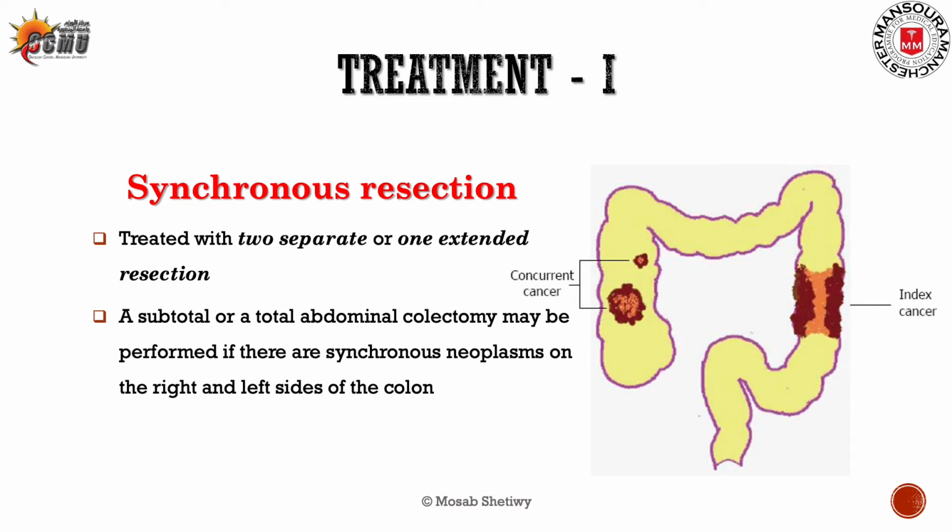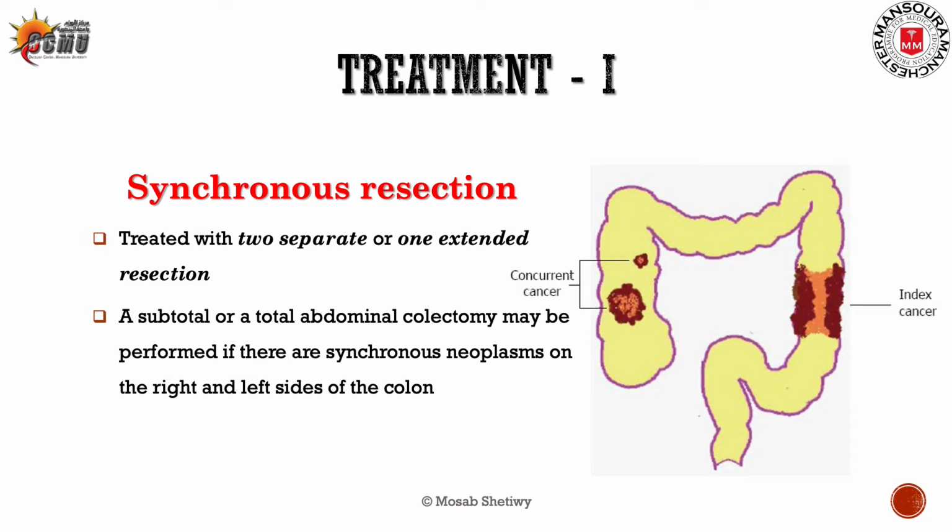Synchronous lesions means two or more separate lesions in different parts of the colon. For synchronous cancer, the treatment will be with extended resection. For example, if the patient presents with a cecal cancer and hepatic flexure cancer, then this patient would benefit from extended right hemicolectomy.